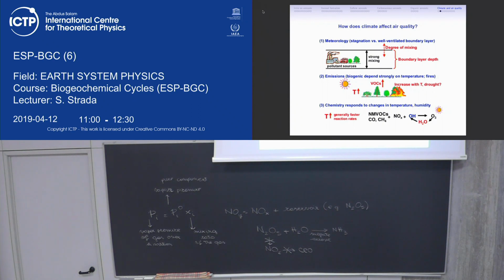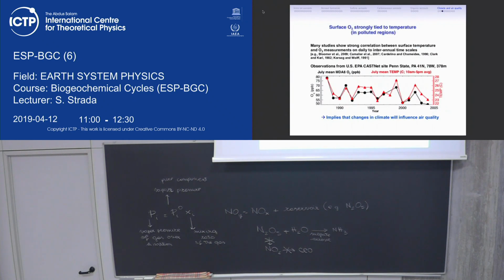And with increasing drought and temperature, wildfires can become more and more frequent. And so changing climate can shift your emissions towards more chemical compounds emitted by plants, by fire, etc. And as well, with an increase in temperature, in general, reaction rates increase. So as well, the chemistry can change with a change in temperature. And today we mentioned for aerosol the relative humidity, as the size of aerosols can change depending on the relative humidity of the environment where you are.